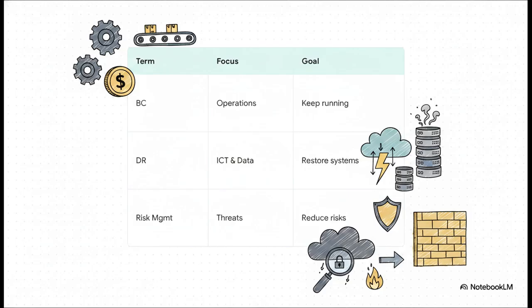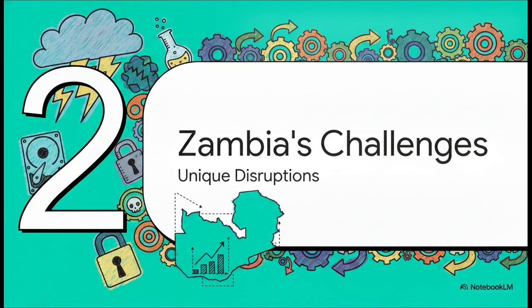And finally, risk management. This is all about identifying threats to reduce risks before they even happen. To put it simply, risk management tries to stop the fire from starting. Business continuity ensures you can still sell your products while the building is smoking, and disaster recovery focuses on saving the actual files and servers from the flames. Moving right along to Section 2, Zambia's unique disruption challenges.